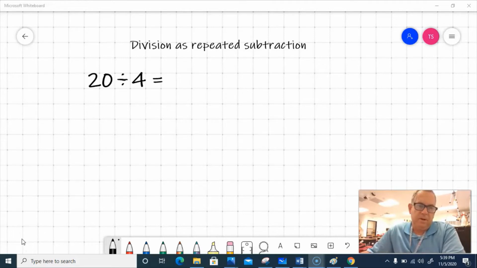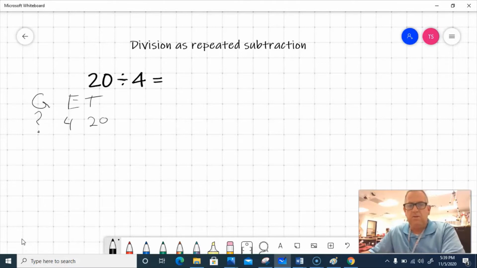So that means that groups each and total. So I'm trying to find out how many groups there are, but I know I'm going to put 4 in each group, and I have a total of 20. So this is what the problem would look like. So I would go ahead and take 20, and I would make a subtraction problem. I would subtract 4.